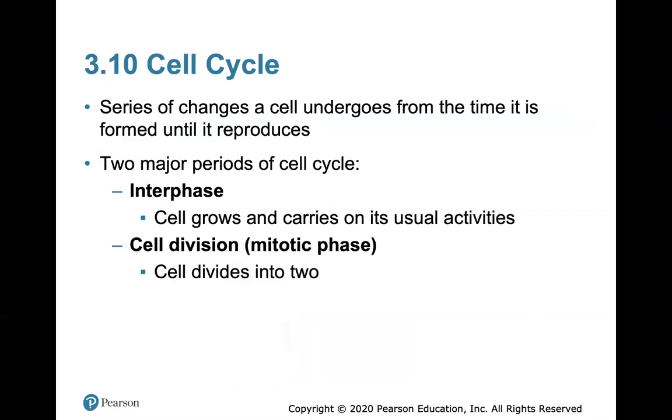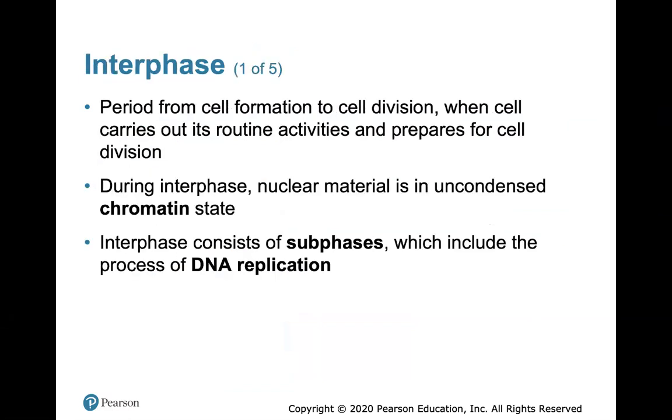There are two major periods of the cell cycle: interphase, where the cell takes on its normal metabolic activities and grows, and then cell division, or the mitotic phase. Interphase, again, is the period from cell formation to cell division, when the cell will carry out its routine activities and prepare for cell division.